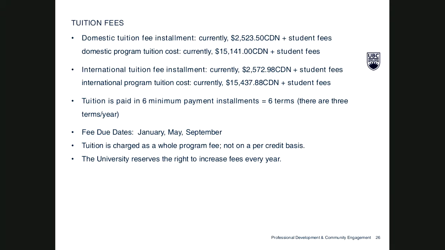And you're charged a whole program fee, not a per credit fee. And typically the university reserves the right to increase fees every year, which they have, 2-3%. In terms of what your tuition fee covers, it will cover your required courses, but also if you take any elective courses, it should cover the tuition fee of that course.